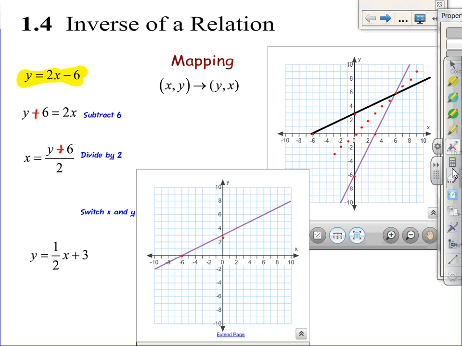So when you get graphing in your assignment, you're going to use that line as a tool to help you graph the inverse, although you don't need it because you're just switching points, but it will help you, especially with the parabolas and such.